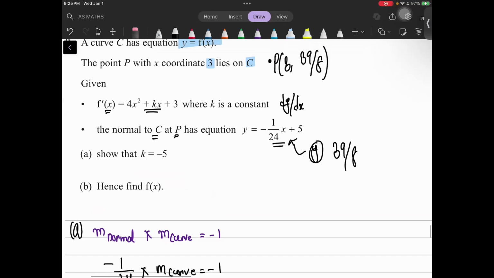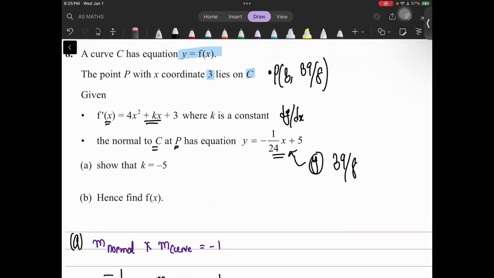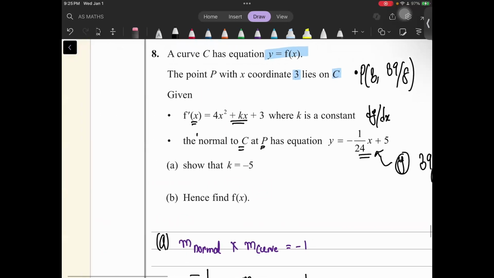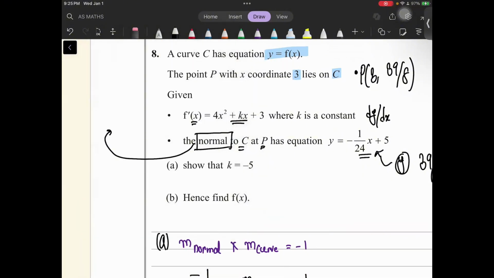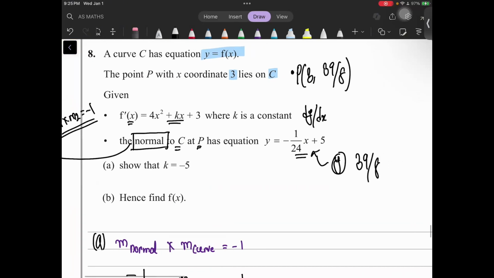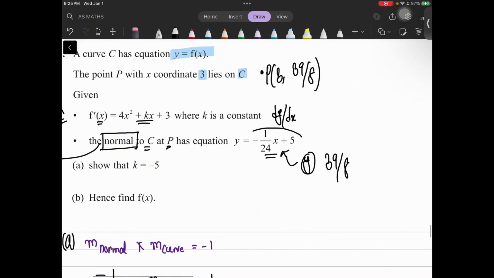So first of all, normal. What does the word normal mean? This is the key word. Normal would mean that the gradient of the curve times the gradient of the normal, m1 times m2, is going to be equal to minus 1. First of all, you have the equation of a perpendicular. From here, you can find the gradient of the perpendicular. The gradient of the perpendicular is going to be minus 1 by 24.